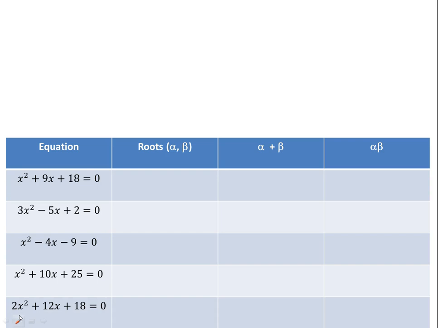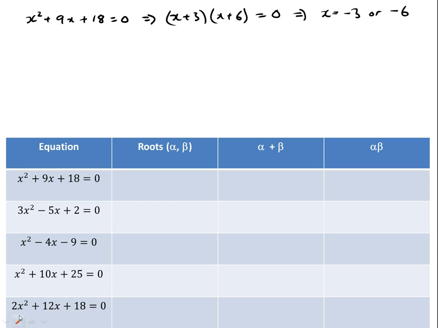So x squared plus 9x plus 18 equals 0 will factorise as x plus 3, x plus 6 equals 0. So that gives me x is either minus 3 or minus 6. So the roots of this equation are the numbers minus 3 and minus 6. We're going to evaluate the sum of the two roots and the product of the two roots in each case. So in this case, alpha plus beta is minus 3 plus minus 6, which is minus 9, and alpha times beta is minus 3 times minus 6, which is 18.